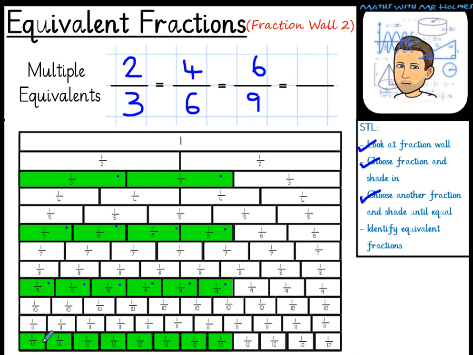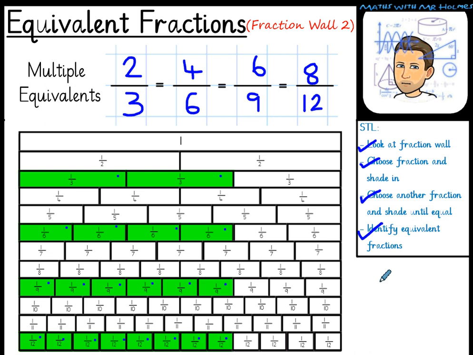And finally, we had these really tiny bricks down at the bottom, twelfths, 1, 2, 3, 4, 5, 6, 7, 8 twelfths. 8 out of those 12 equal pieces. So we've identified those equivalent fractions. 2 thirds is the same as 4 sixths, is the same as 6 ninths, is the same as 8 twelfths.